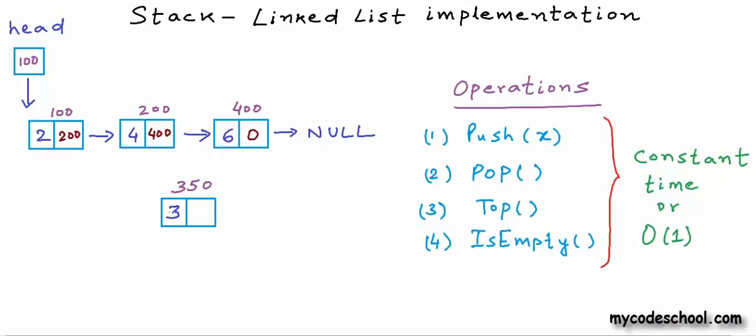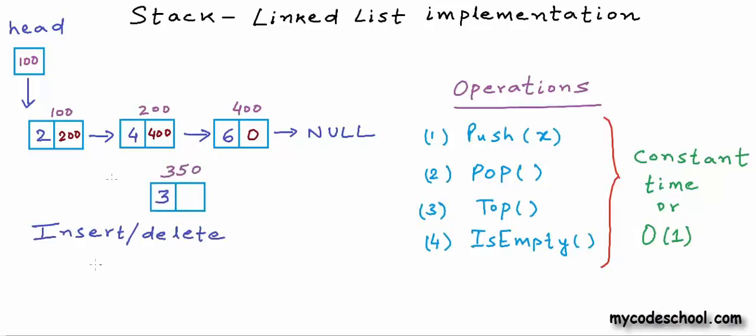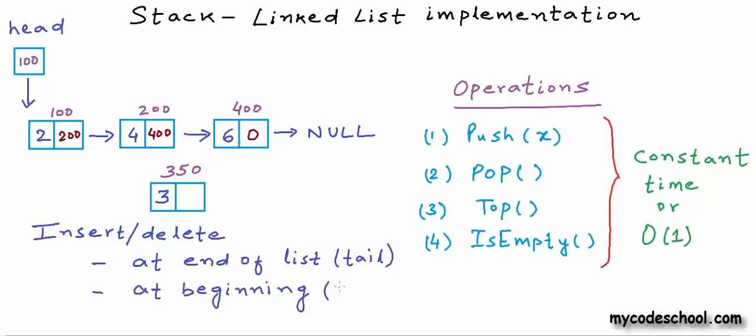Now for a stack, we want that insertion and deletion must always happen from the same end. We can use a linked list as stack if we always insert and delete a node at same end. We have two options. We can insert or delete from end of the list, what we also call tail, or beginning of the list, that we call head.